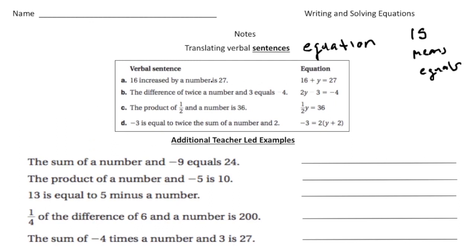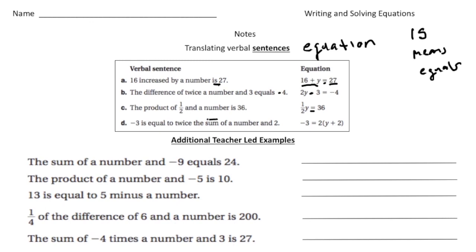16 increased by a number is 27. So we have 16 increased by a number is, and then 27. There's a few more. We have the difference of twice a number and 3 equals 4, or we could say is 4. The difference is subtract, and is would be equals 4. The product of 1/2 and a number is 36. Again, is equals. And finally, negative 3 is equal to twice the sum of a number and 2.